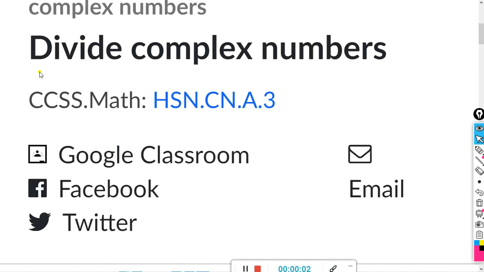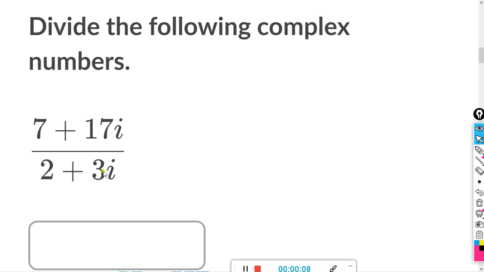This will be for the con assignment, divide complex numbers. So for these types of problems, what you want to do is change the plus minus sign on the denominator that is in between the real and imaginary portion. All right. So you're going to multiply by a fraction that equals 1. So you take the denominator, instead of 2 plus 3i, we're just going to write 2 minus 3i.